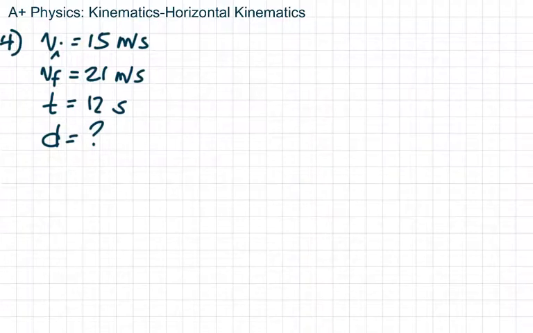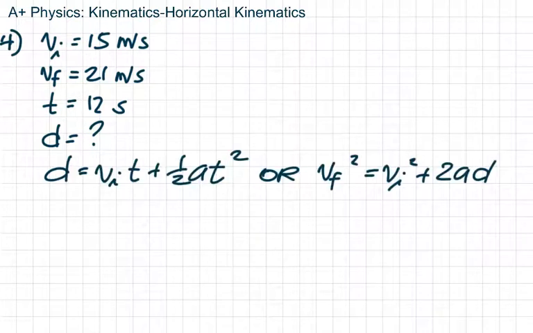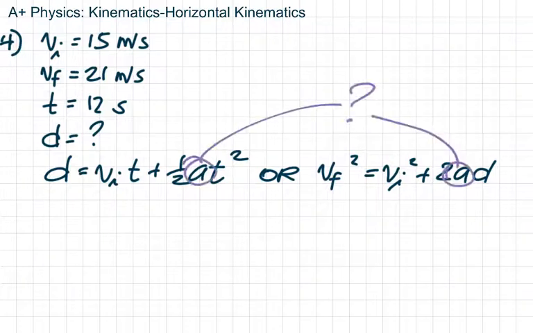Now you can do this problem in 2 steps using equations on the reference table, or you can do it in 1 step. Let me show you the 2-step real quick. I have enough info here to either do d is vit plus 1/2 at squared or vf squared is vi squared plus 2ad. Only problem is I don't have a.